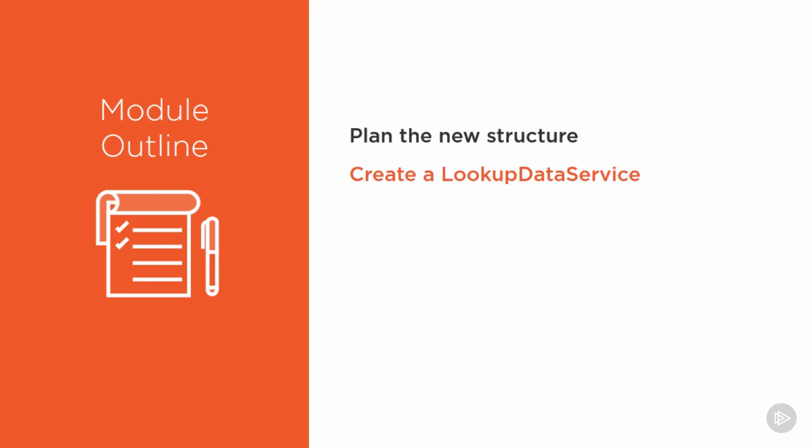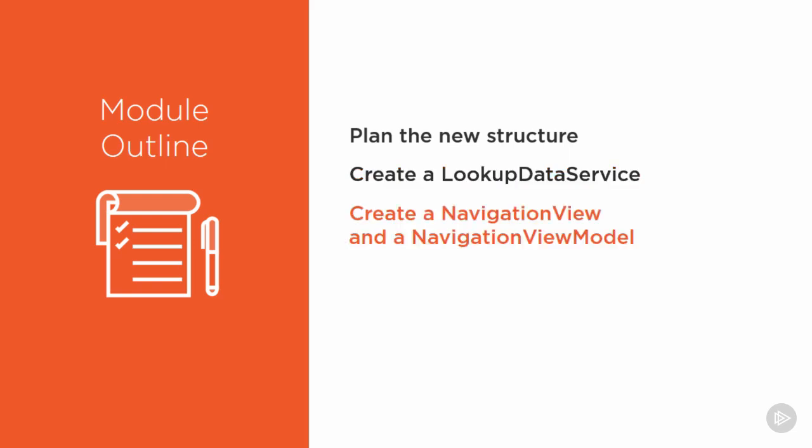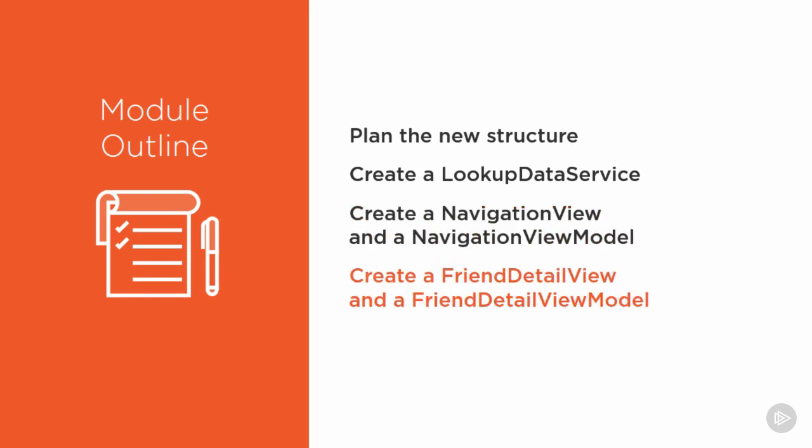When we have this lookup data service, we will create a navigation view, which is a user control, and a corresponding navigation view model. The navigation view model will use the lookup data service to load the lightweight friend objects in form of lookup items. After we have the navigation, we will create a friend detail view to display the details and also a corresponding friend detail view model. Now you will learn how these different parts are related to each other when we plan the new structure of the friend organizer application.